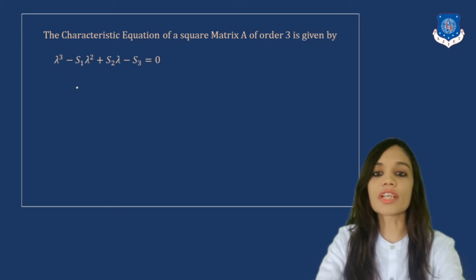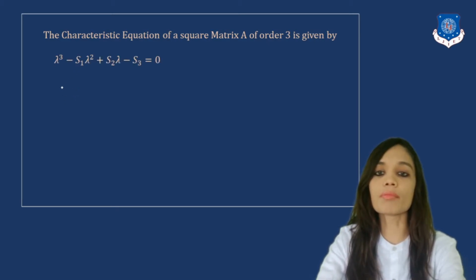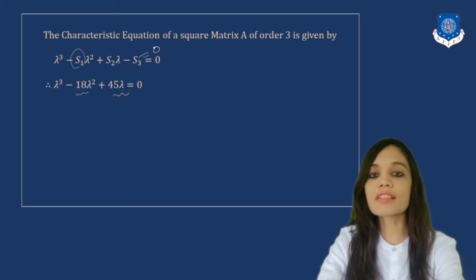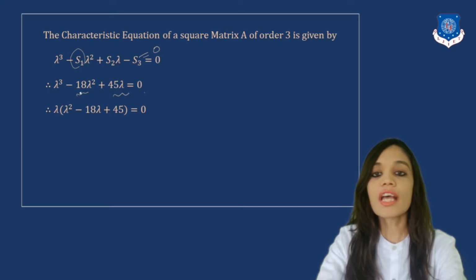Now we'll put the values of S1, S2, S3 in our characteristic equation. So finally our characteristic equation will become lambda cube minus S1, which is 18, so minus 18 lambda square plus 45 lambda. Our value of S3 is 0, right? So here nothing will come, equals 0. Now we have to simplify this, that is, we have to find the factors and find the values of lambda. So take lambda common from this equation. So it will be lambda times (lambda square minus 18 lambda plus 45) equals 0.